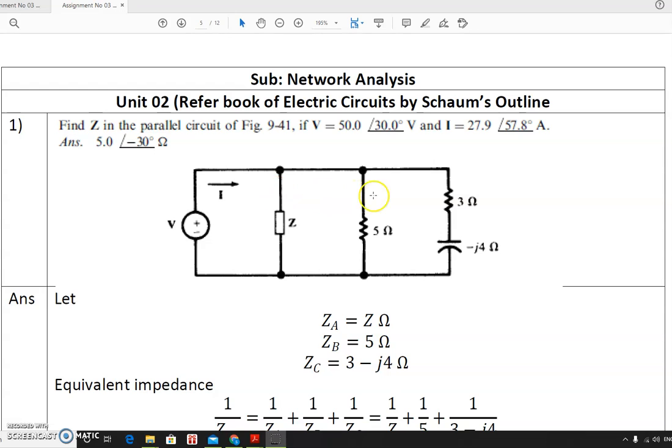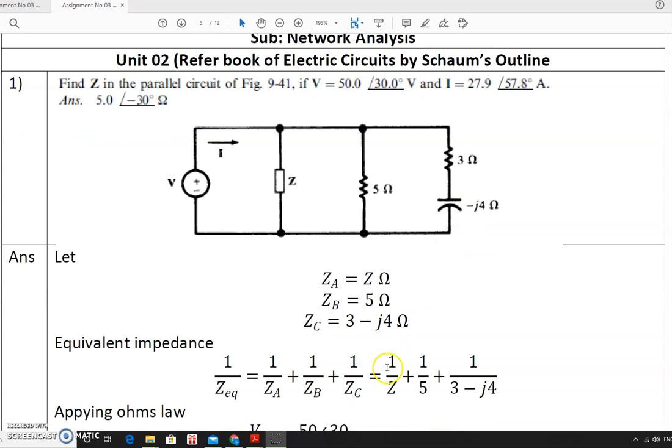So see here, it is clearly observable that these three branches are in parallel. So this is the parallel circuit problem. So let us assume that this ZA impedance is equal to Z ohm, ZB impedance is equal to 5 ohm, and ZC is the combination of 3 minus J4. These two are in series, so 3 minus J4 ohm.